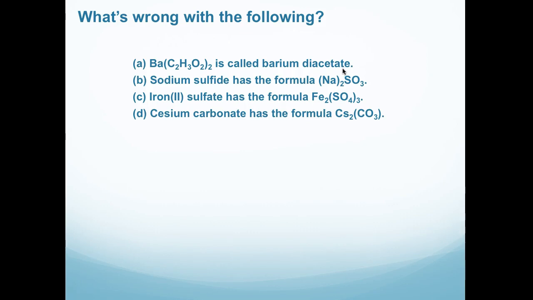Something we want to keep in mind is that we only use di, tri, tetra, etc., those prefixes, if it is a molecular compound. Barium is a metal. This is definitely an ionic compound, so it would just be called barium acetate. No di needed. Right? For this one, we have sodium sulfide, and this is the formula for it. What's wrong with it?